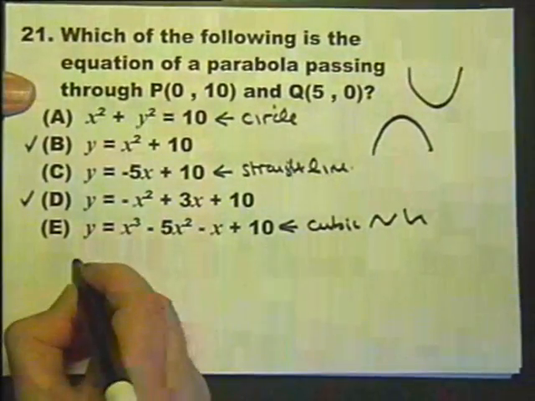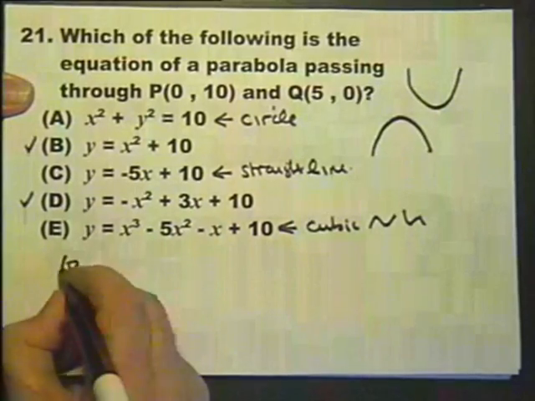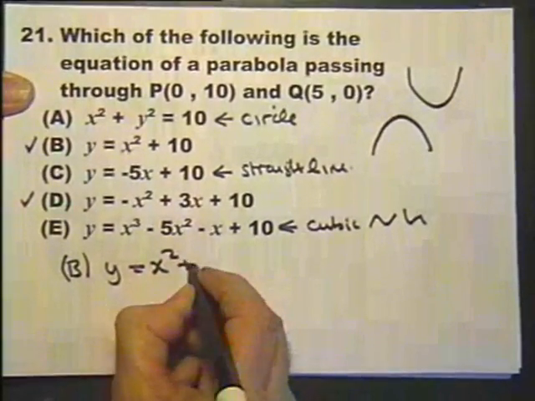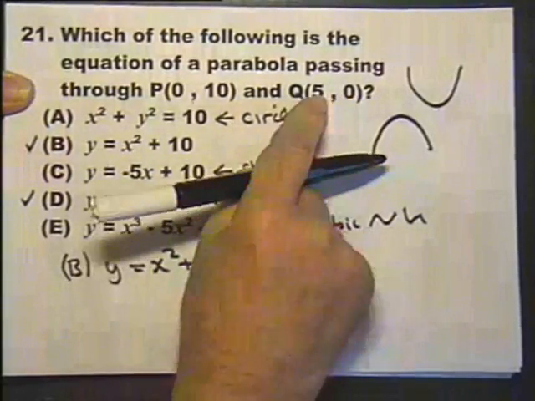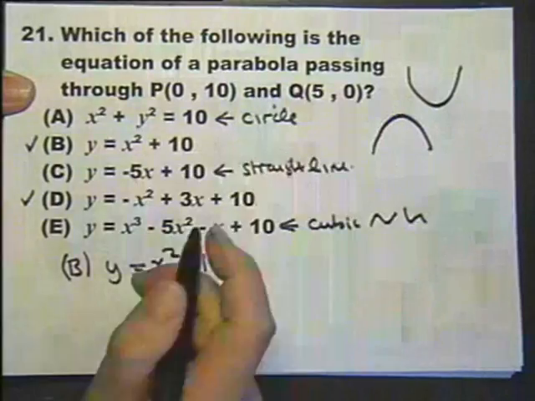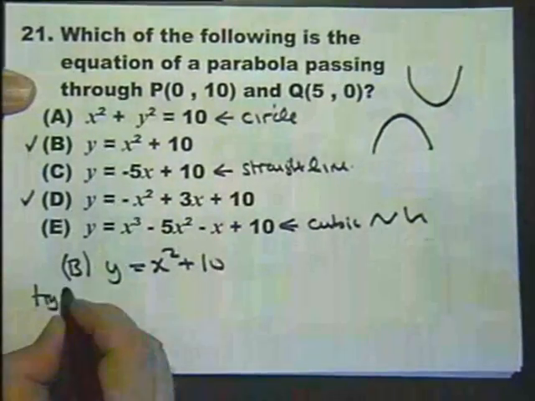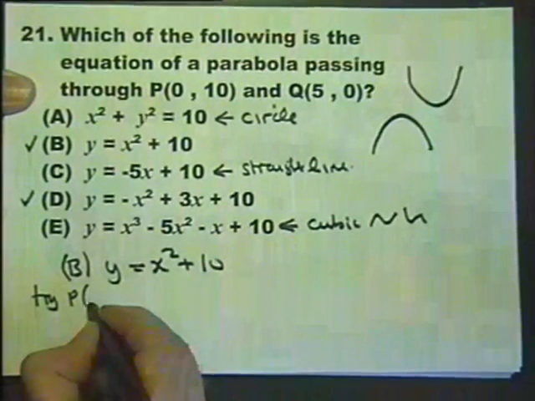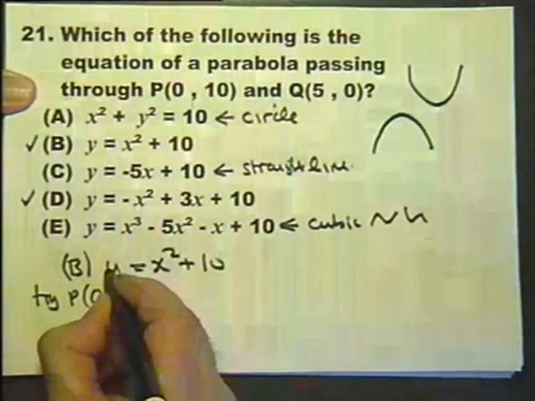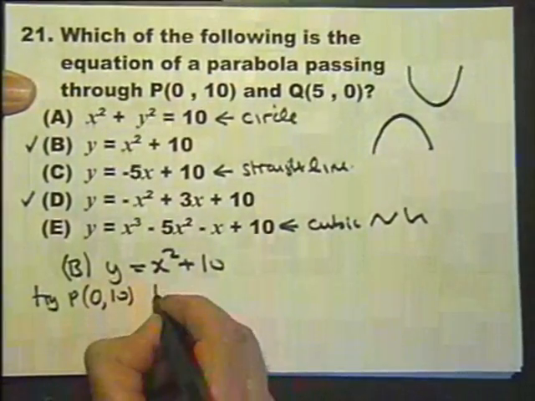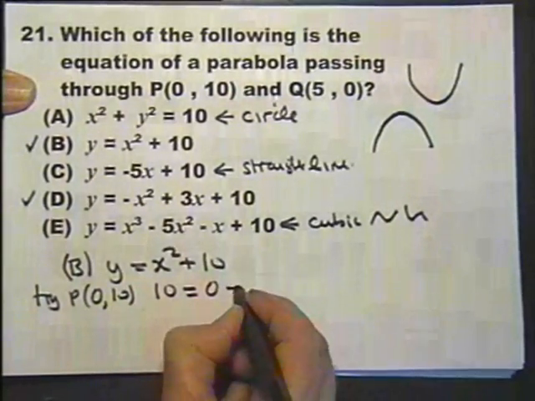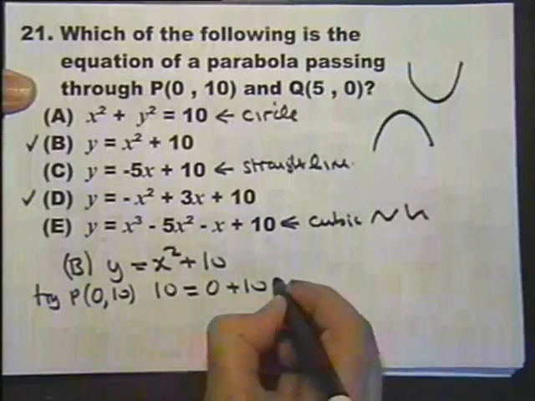Let's look at B and see if it is B. Because we're told it passes through these 2 coordinates. It passes through P and it passes through Q. Let's try P. In other words, put the value of x is 0 and y is 10 in there. So y is 10 and x is 0, so 0 squared is 0. And that looks as if that's pretty good to me.